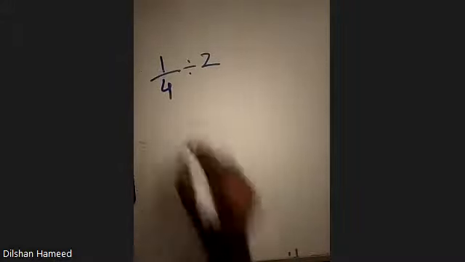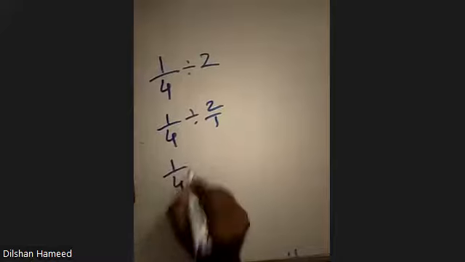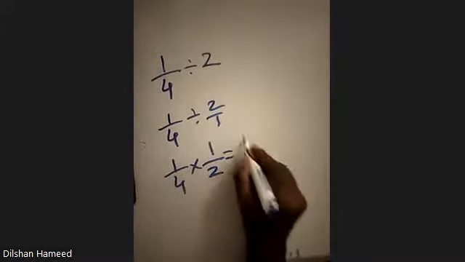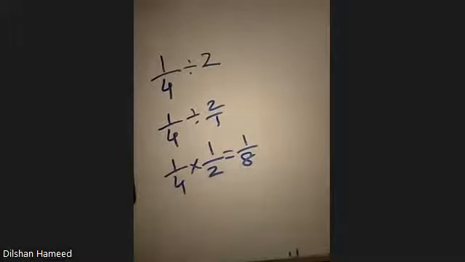Okay, let's do the answer. 1 upon 4 divided by 2 upon 1. Now you have to inverse it. We have 1 upon 4 times 1 upon 2, that is equal to 1 upon 8. Okay, clear.